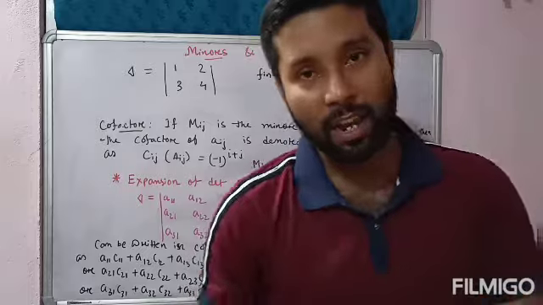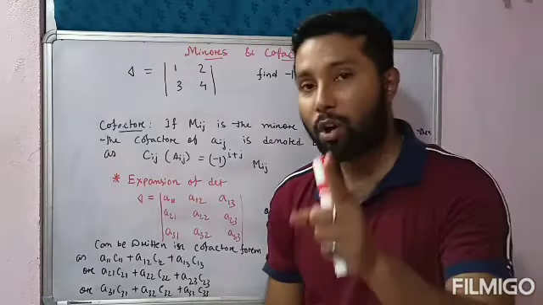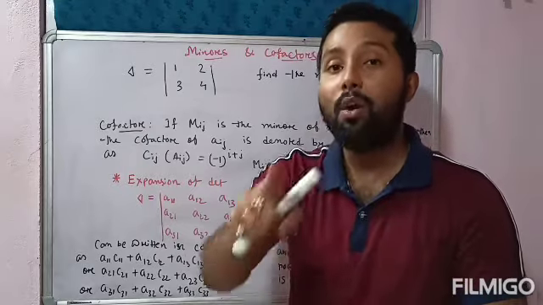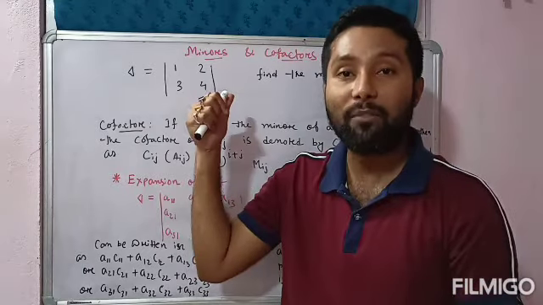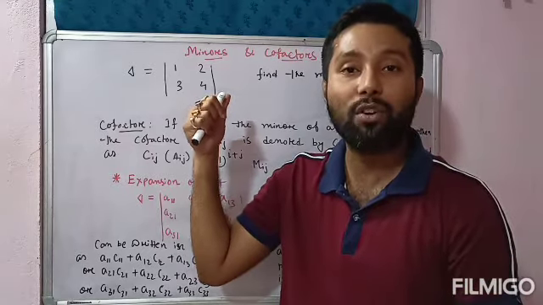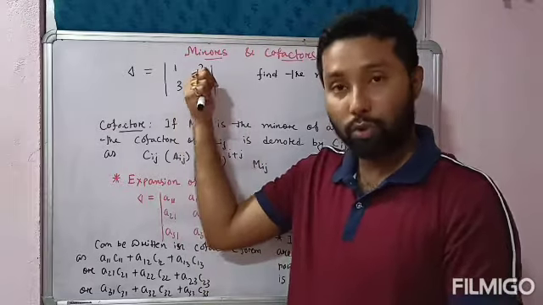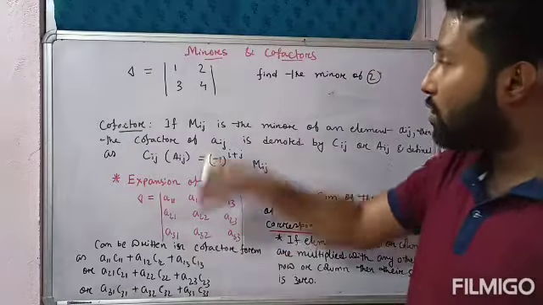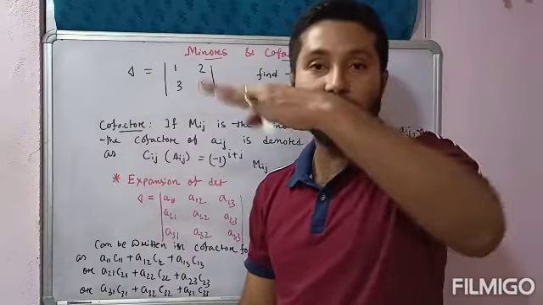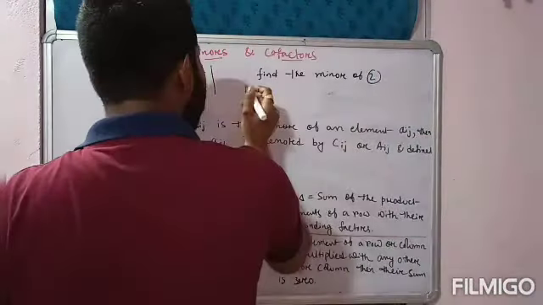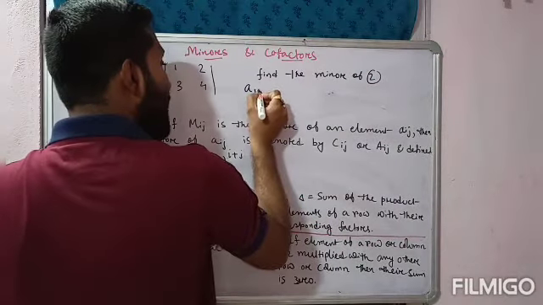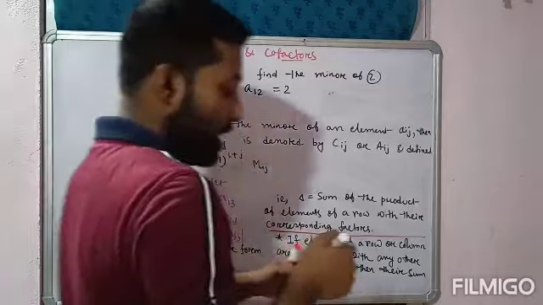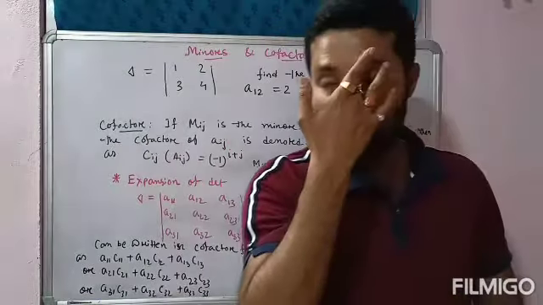How to find it? What is the definition? Minor of an element Aij, which element? You have to find the minor of element 2. What is the position of 2? In which row and column is 2? 2 is there in the first row and second column. So here we can write A12 is equal to 2.